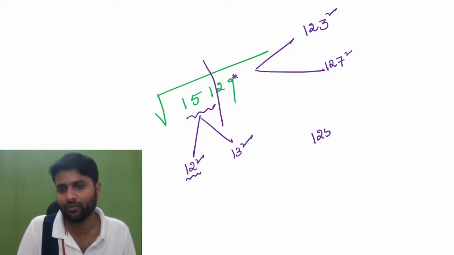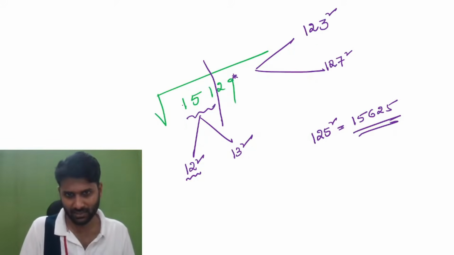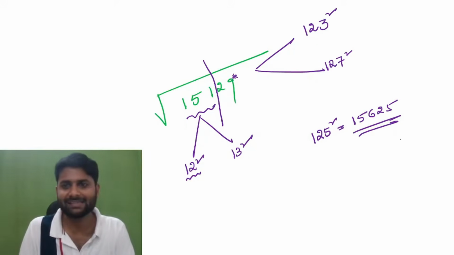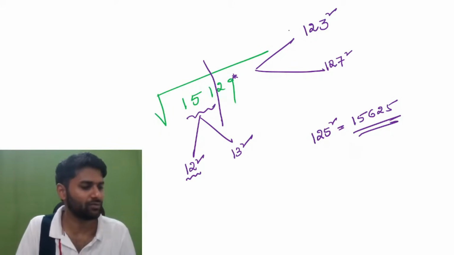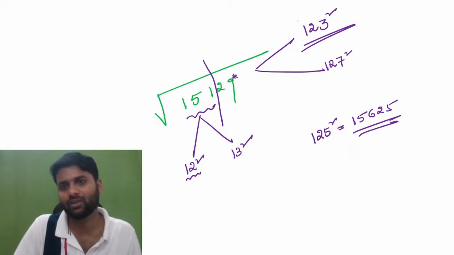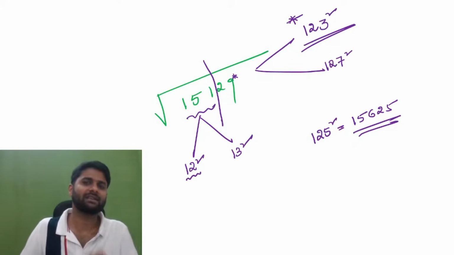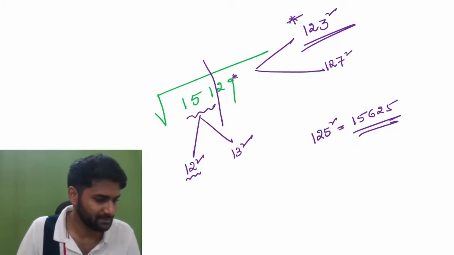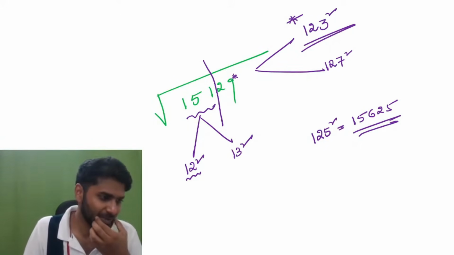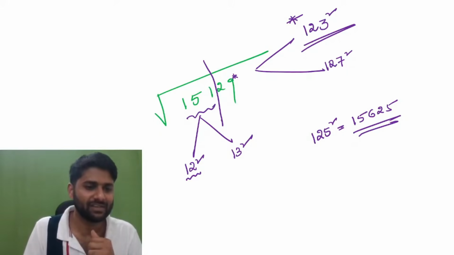Let's take the help of 125 square. 125 square, you know the logic, is 15625. So here 15129 is less than 15625. So your answer must be less than 125 square. Less than 125 square means the answer is 123. So is it clear? I hope you understand both squares and square roots.